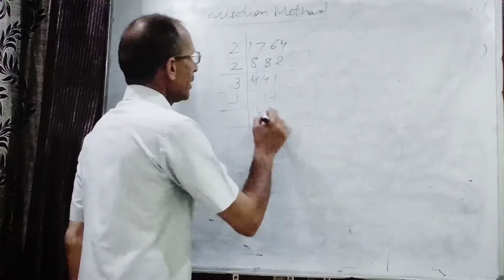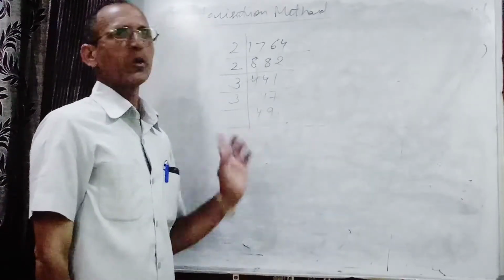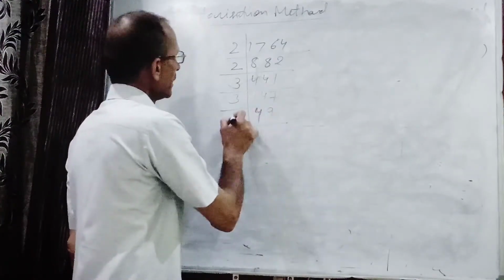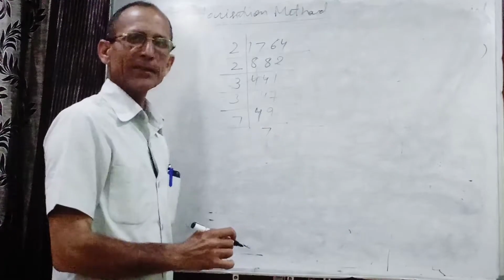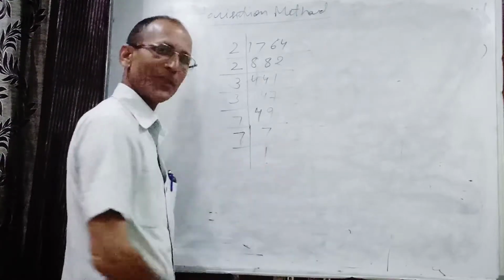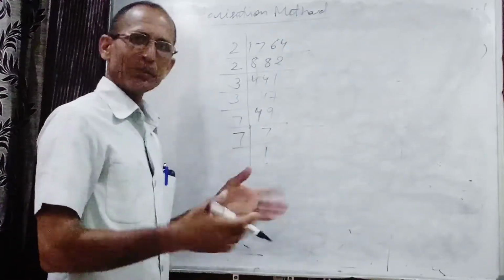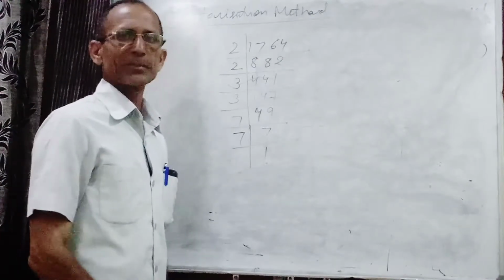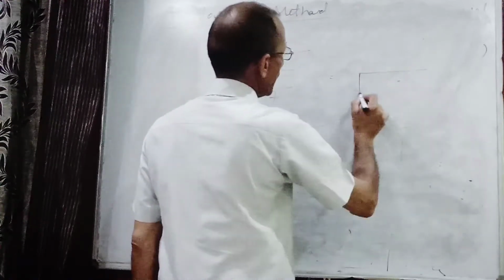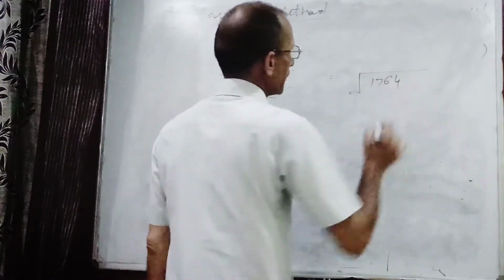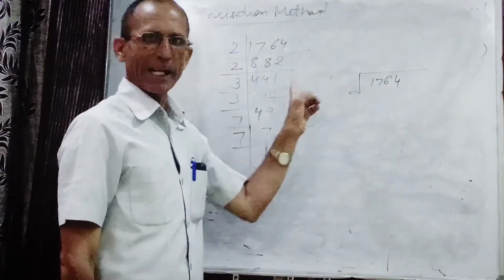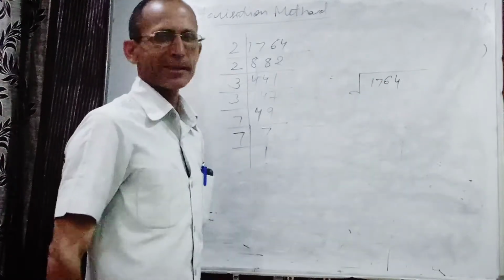Yes. Now we have to check by which number 49 will be divisible. This is very easy. It will be divisible by 7. 7 7s are 49. Again by 7, 1. So when the remainder is 1, the process is over. Now we have to find the square root of 1764. You have to write like this. No need to write directly; according to the rule, you will write like this.